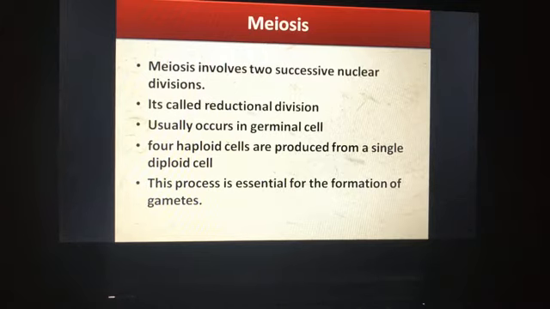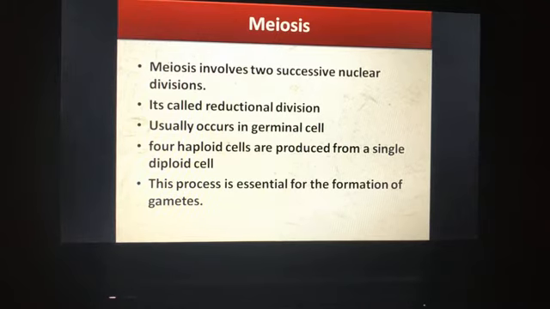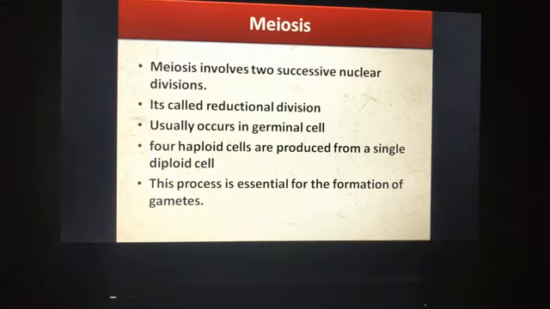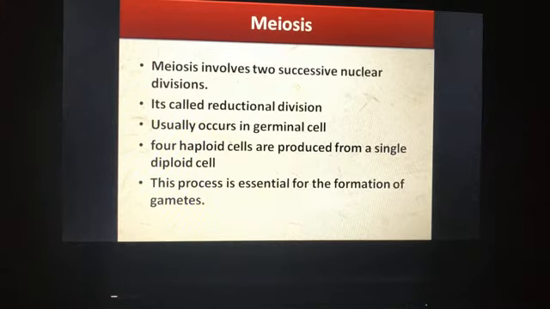So that is why we call it reductional division, since it will contain half the chromosome number that is present in the parent. And as the result of meiosis, 4 haploid cells are produced from a diploid cell. The parent cell will be diploid, and from that we will get 4 haploid cells. Haploid means the number of chromosomes will be n, and in a diploid cell the number of chromosomes will be 2n.